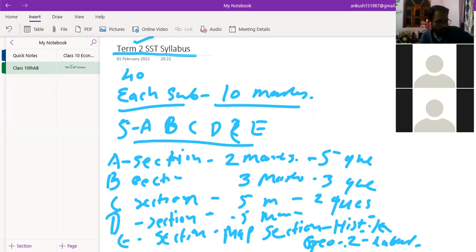And already I have told you, from each subject, whatever is coming over there, from what subject how many chapters are coming, that we have discussed. Have you got the point?